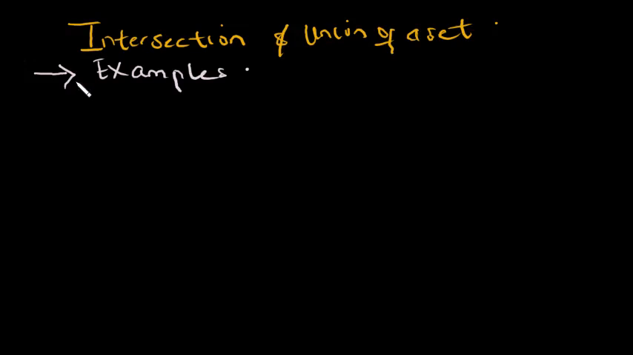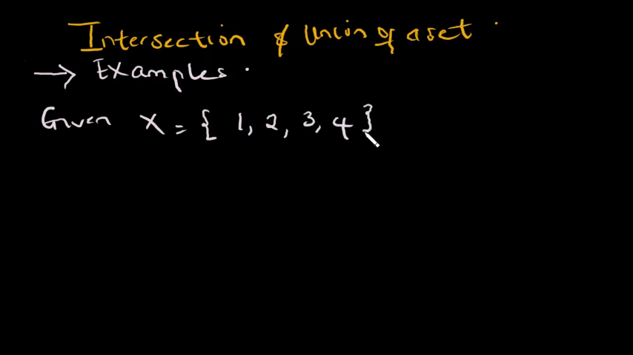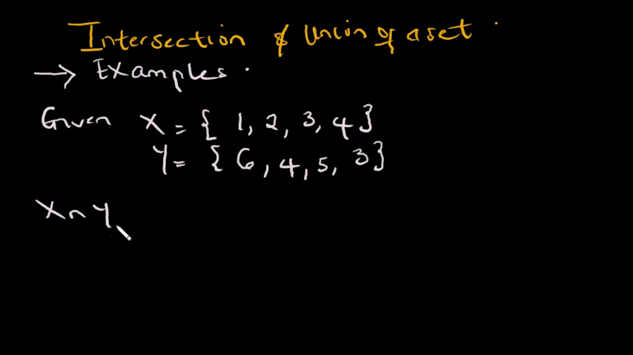So let's take more examples on intersection and union of a set. Given two sets x and y, set x contains 1, 2, 3, and 4, and set y has just 6, 4, 5, and 3. What is x intersection y?